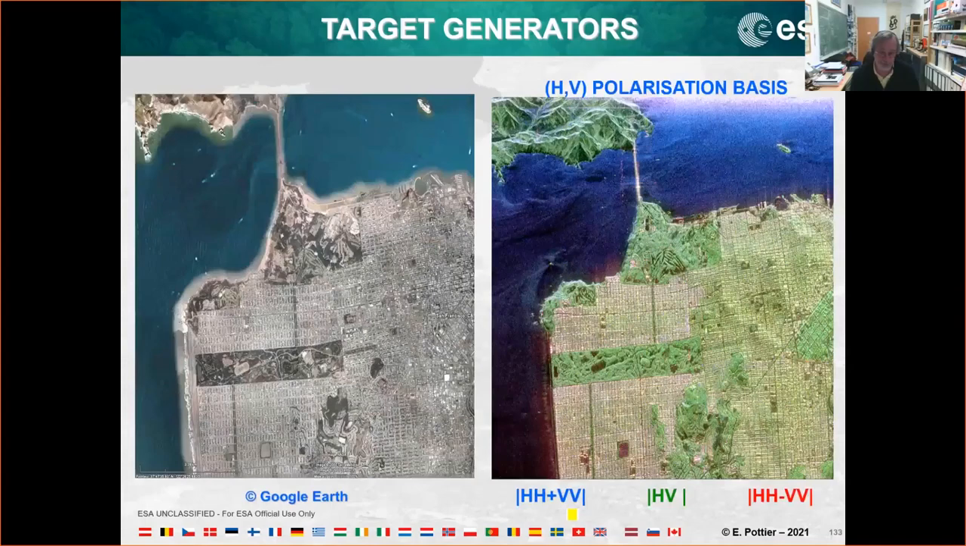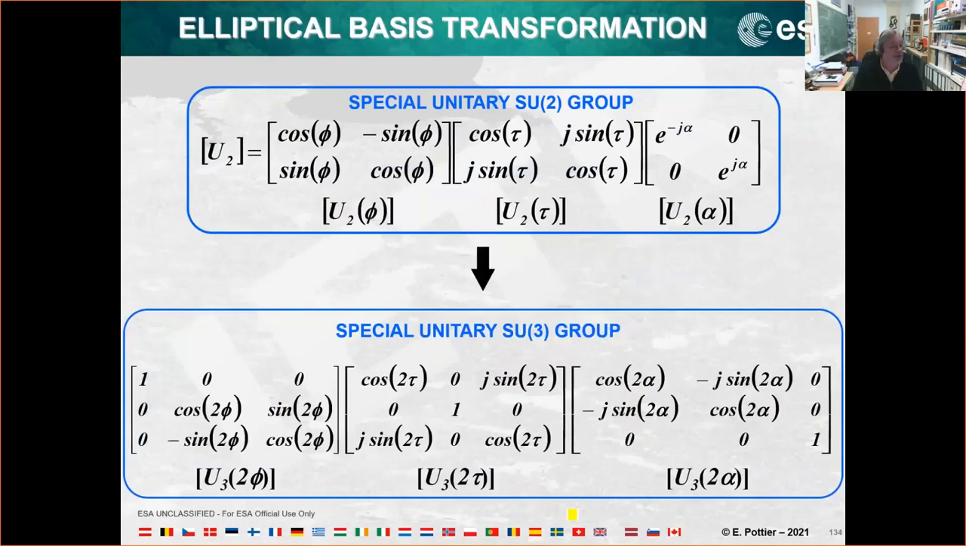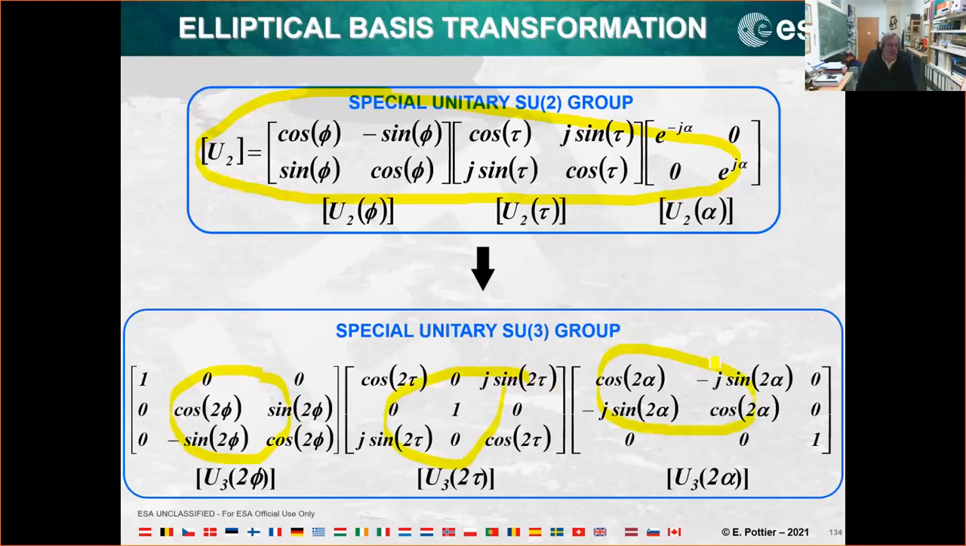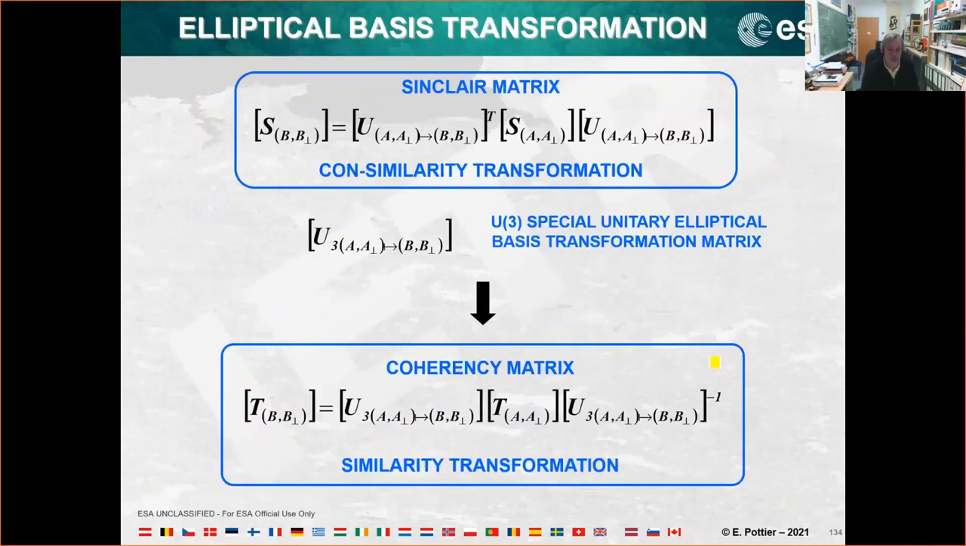Something which is also very important is that I can also apply an elliptical basis transformation. We have seen previously that from the scattering matrix S it was possible to apply a basis transformation using this special unitary group. These matrices are used for the scattering matrix, and there exists a one-to-one correspondence, a bijection, in the case of the coherency matrix, which are given here. So this is the corresponding orientation matrix, ellipticity matrix, and phase matrix in the case of the coherency matrix. So in conclusion, I can also apply any kind of elliptical basis transformation as we did previously.